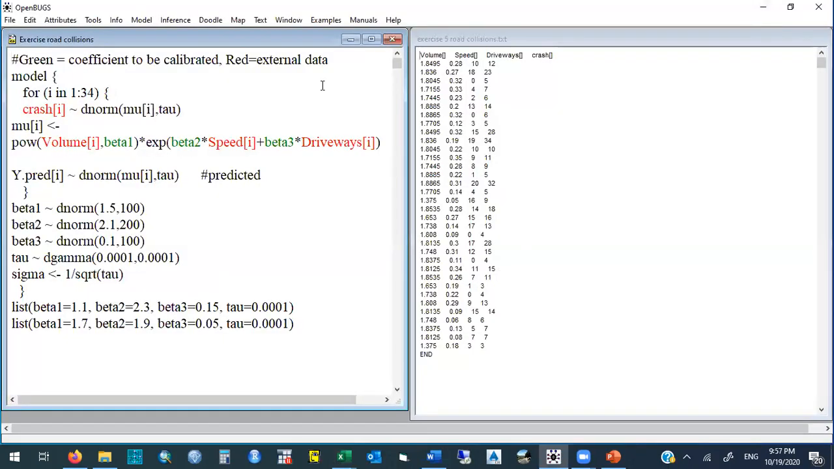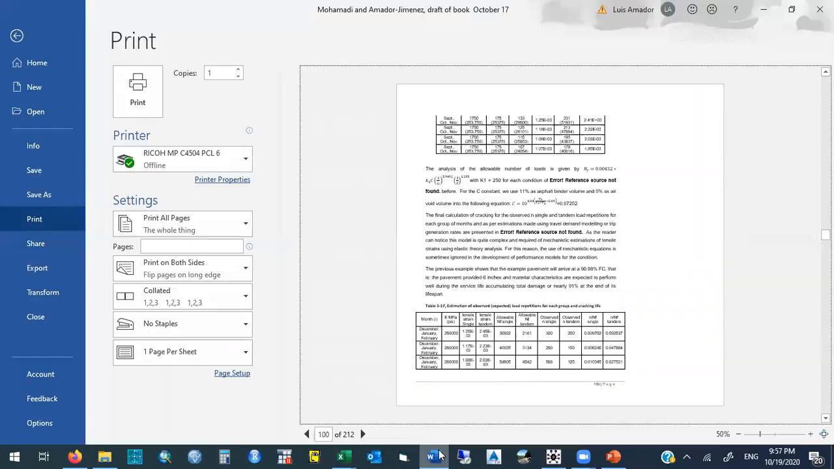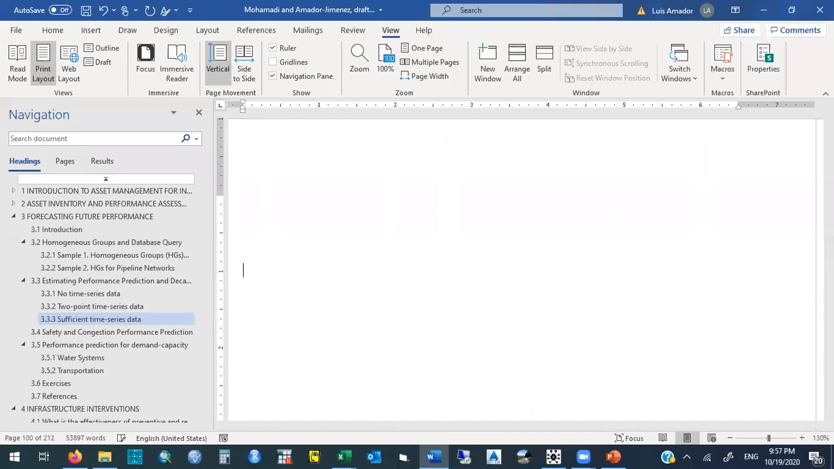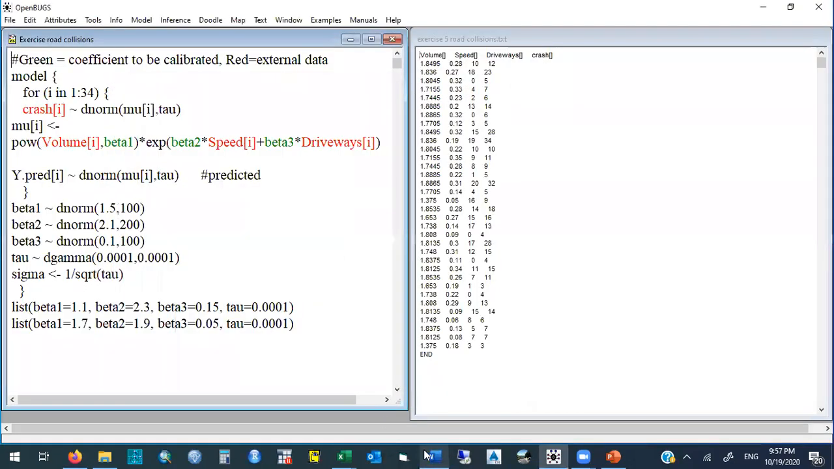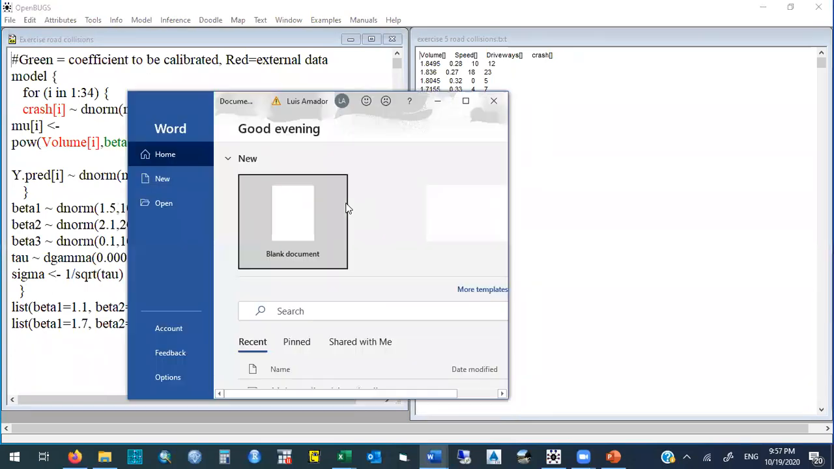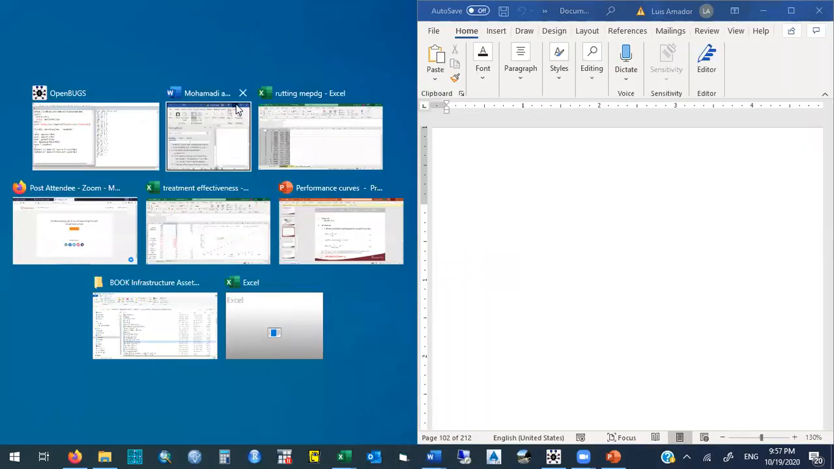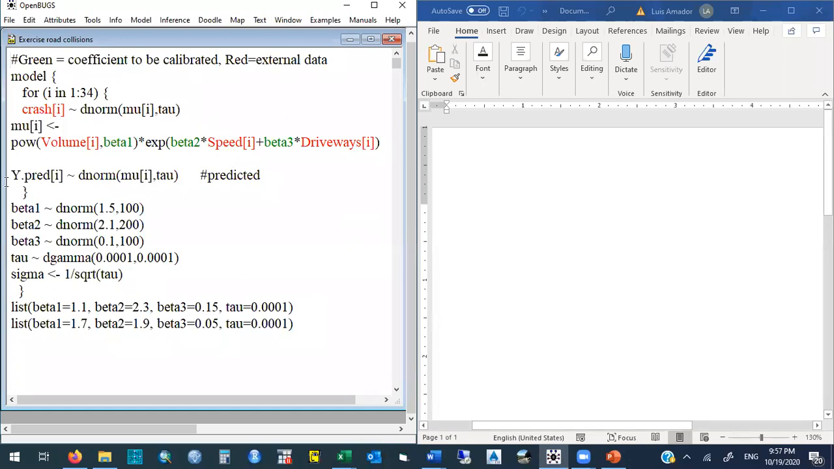We are going to look into how to create a model that we can calibrate the coefficients. So for instance, I'm looking right now into a specific model. I'm just going to write it here, or maybe I should write it somewhere else. Okay, so this that I have here on the left, called OpenBUGS, is one of the most common interfaces used to calibrate models. You can calibrate any type of model and it's free.